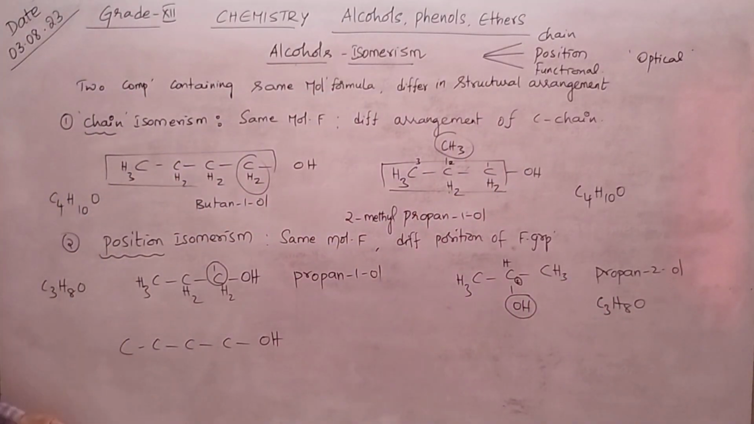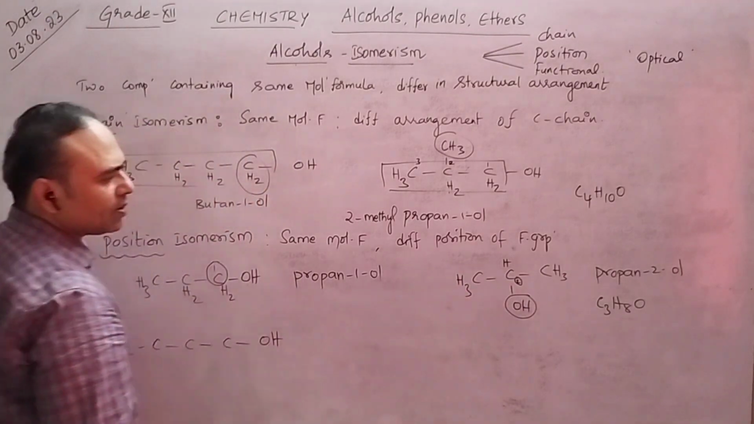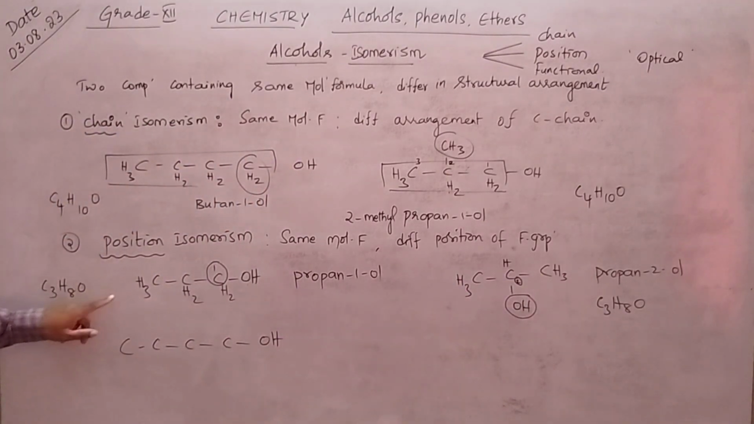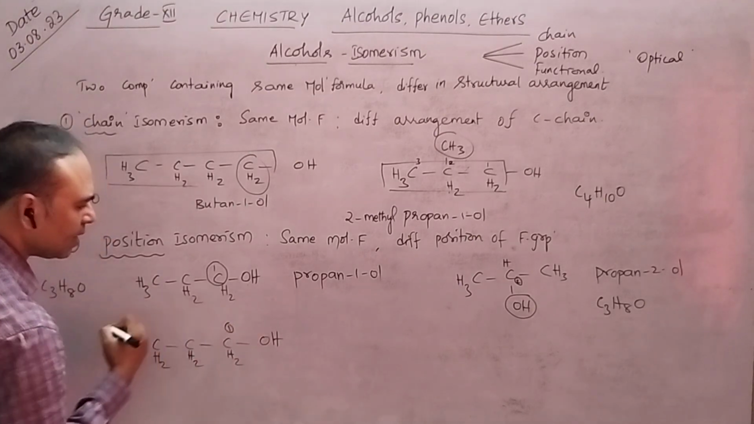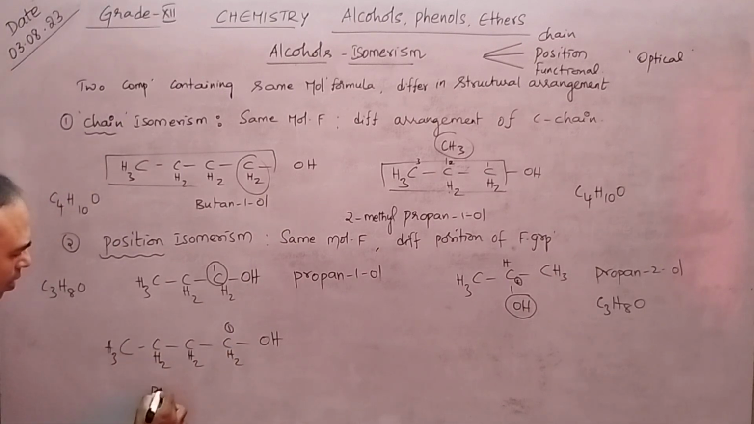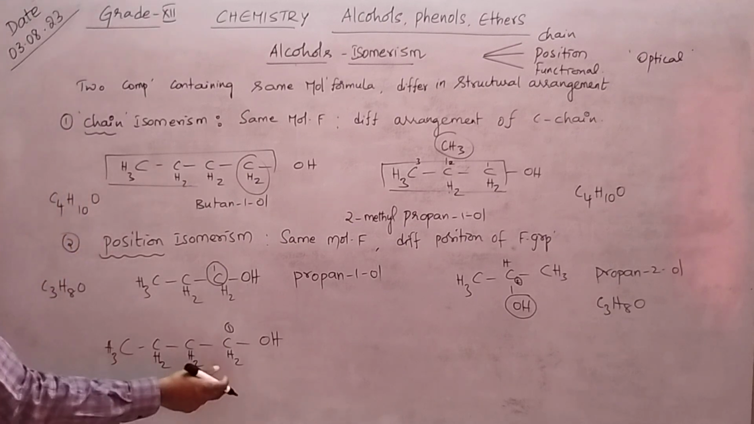What you observe here, the two compounds are having same molecular formula, but what is the difference here? Here OH is at first carbon, here OH is at second carbon, hence you call them as position isomers. Coming to the second example, we have taken at first position, hence due to 4 carbons of butane, first position OH, butanol.